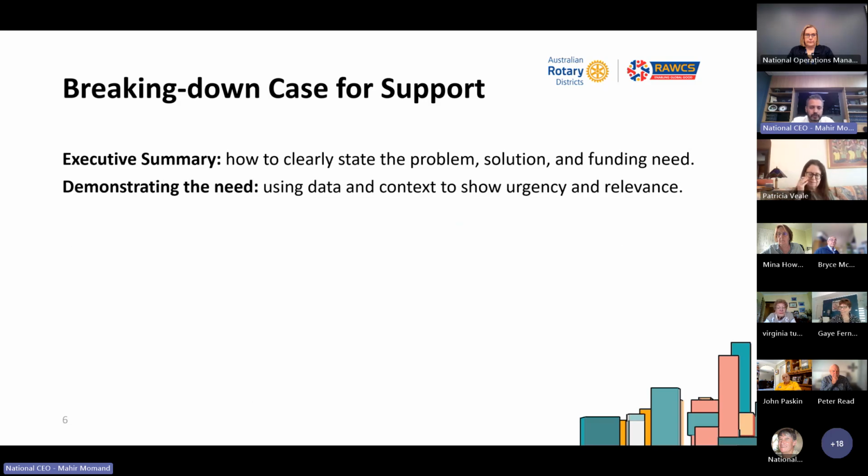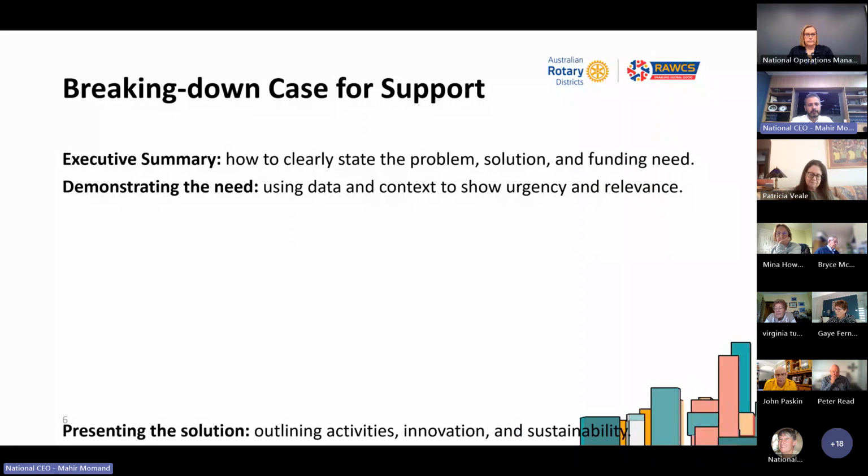The second thing is, of course, you need to demonstrate the need with data and also show the context, show the urgency and relevance. For example, if you want to work in the area of, let's say, bushfire recovery. Let's say there are bushfires in Australia and you have a project, you need to explain the context, how urgent it is, why it is relevant to that particular donor, and how many people are impacted, or what geography, or what's the size of the geography that's impacted, and what type of solution you're bringing.